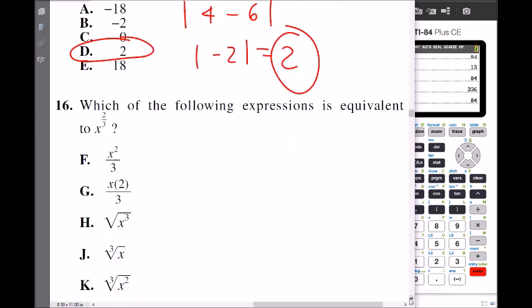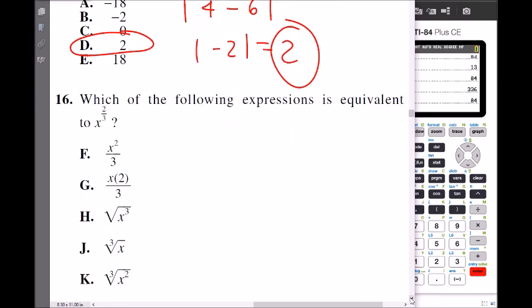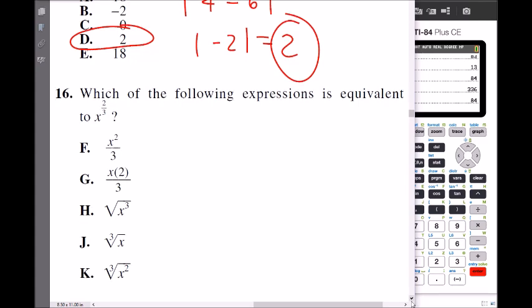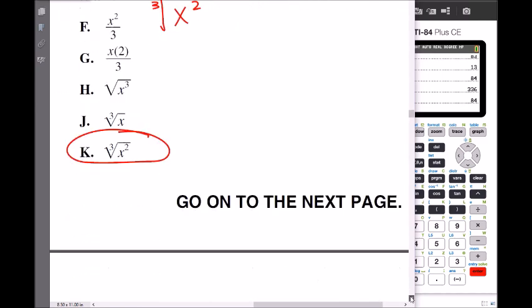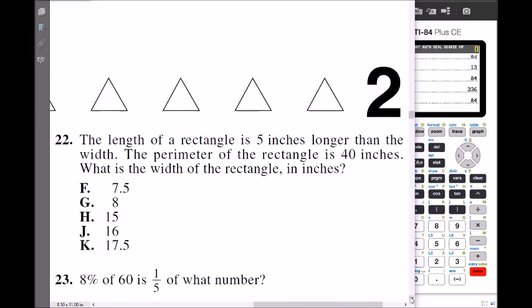16. Which of the following expressions is equivalent to x to the 2/3? So whatever is in the denominator is a cube root. Or if it's 2, it's square root. If it's 4, it's 4th root. And the 2 is the power on the x. Just the power. So it's K right there.